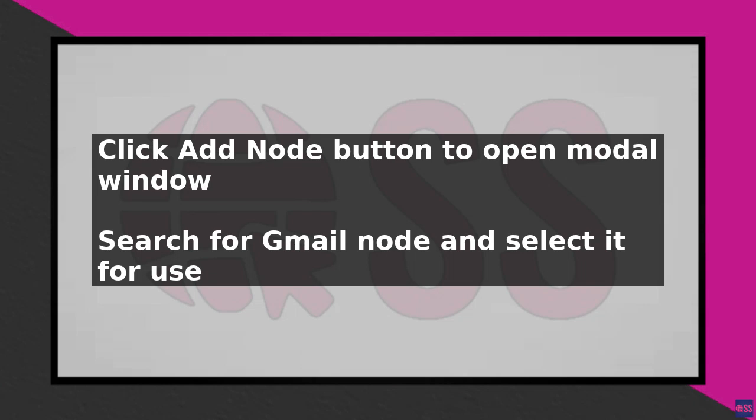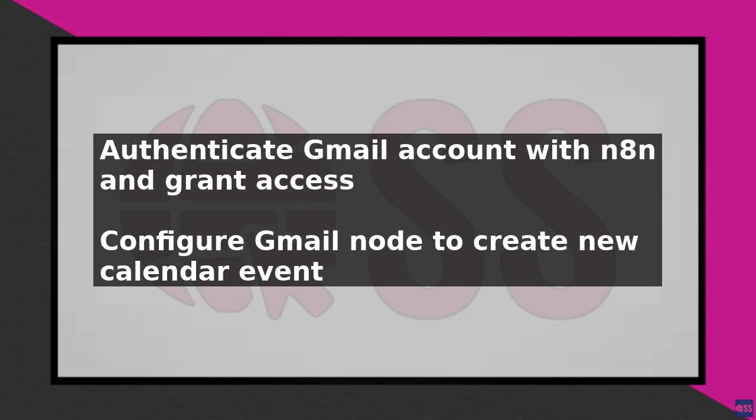Once you have authenticated your account, you can configure the Gmail node to create a new calendar event. Select the Create Event option from the Operation drop-down menu. Then, you need to specify the calendar ID, event title, start and end dates, and any other relevant details. You can use N8N expressions to dynamically populate these fields with data from other nodes in your workflow.